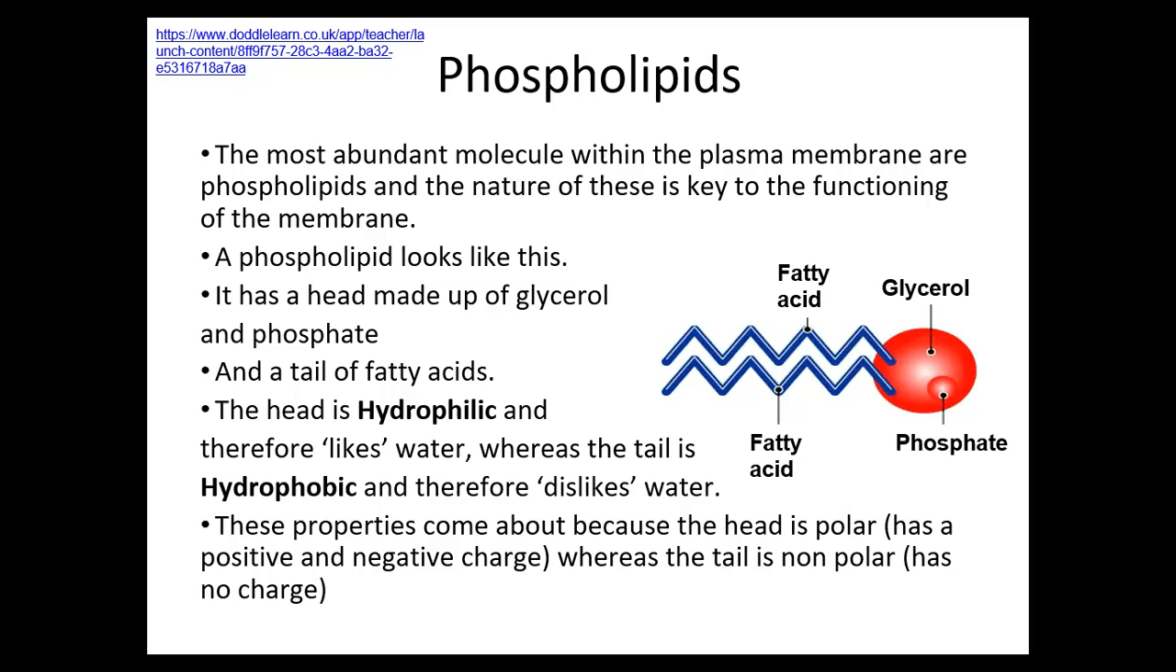Why this happens is because the head is polar. The head is made up of a positive and a negative charge, whereas the tail is non-polar, so it has no charge at all. If you think back to the last session we did in chemistry about polar molecules, we end up here with different polarities in different sections of a molecule. The head is polar, with a positive and negative charge. The phosphate is slightly negative, the glycerol is slightly positive, and the fatty acid tail is a non-polar part of the molecule, so it has no overall charge.